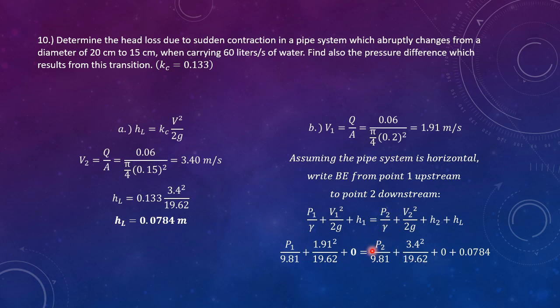Pressure 2 is also unknown. Gamma of water is still 9.81. Velocity 2 is 3.40 meters per second. 2g is still 19.62. And HL is 0.0784 meters. Now solving for the pressure difference, that is P1 minus P2, that is equal to 4.73 kilopascals.